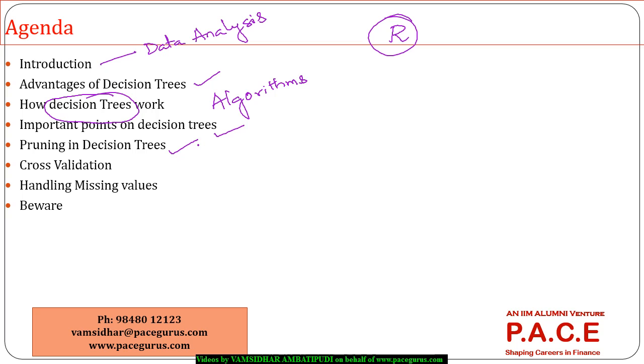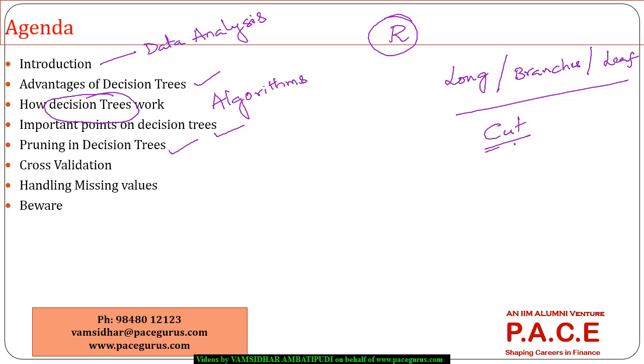How do I really prune a decision tree? If the tree is so long, if the tree has so many branches, if the tree has so many leaf nodes, how do I really cut it short? That is what we call pruning the decision tree. What do we have to keep in mind if we have to prune the decision tree?